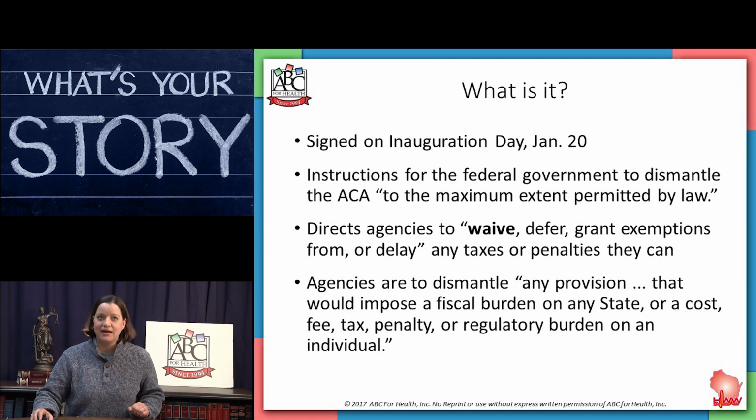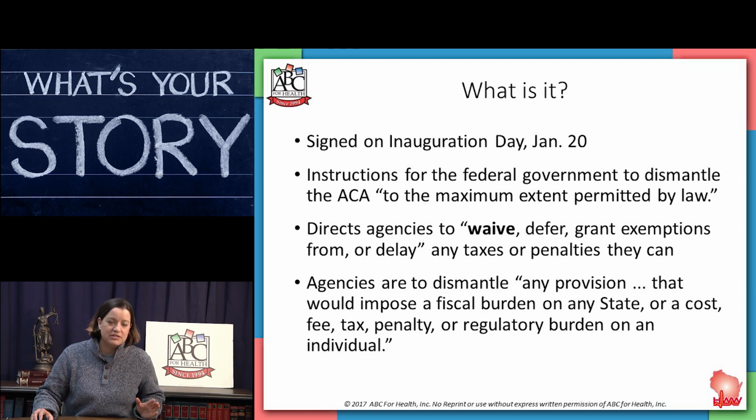As a reminder, this was signed as one of the new president's first orders of business. It instructs the federal government to dismantle the Affordable Care Act, but only to the maximum extent permitted by law. It was meant to direct agencies to waive, defer, or grant exemptions from or delay any taxes or penalties, and agencies are supposed to dismantle any provisions that would impose a fiscal burden on a state. Now, the order itself is starting to create this pattern that we're seeing through some of the most recent actions that give the states a little bit more responsibility and a little bit more flexibility, while there's an overall theme of trying to do some deregulation at the federal level.